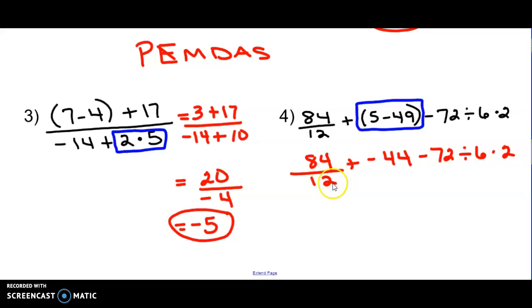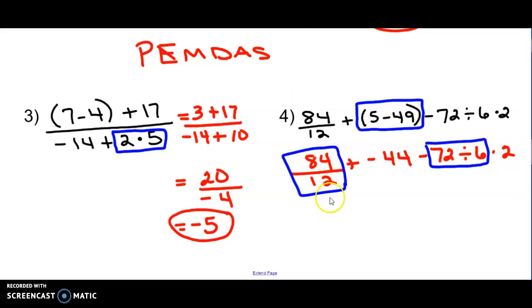We still have division, we have addition, subtraction, division, and multiplication. So let's get rid of the multiplication and division first. And we're going to go from left to right. Okay, so first we're going to do this 84 divided by 12. And then we're also going to divide 72 by 6. And then we'll multiply that times 2.